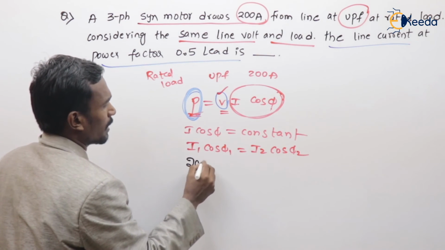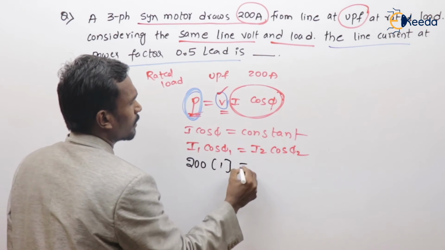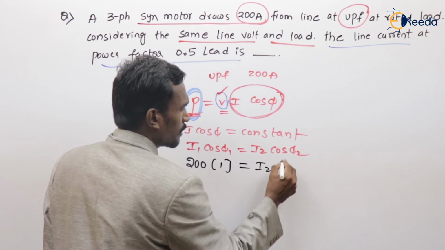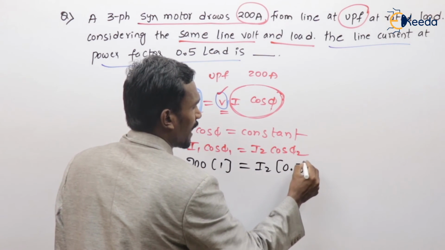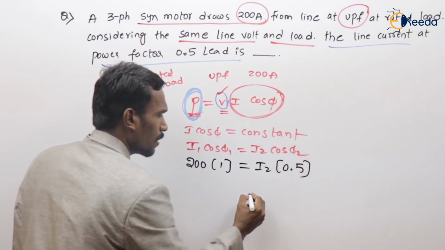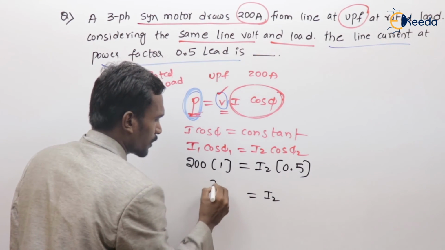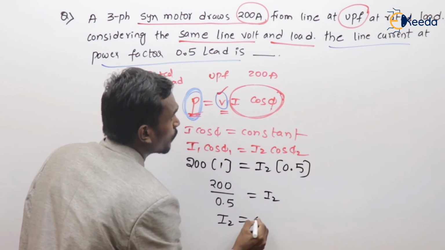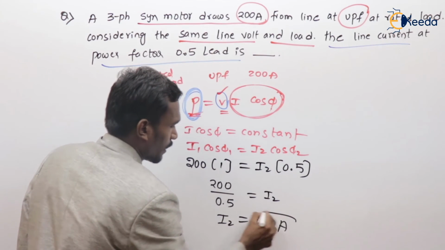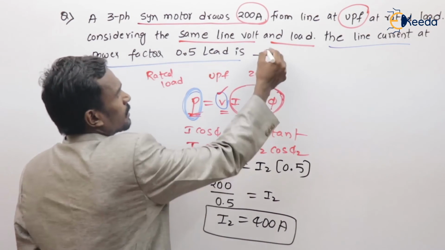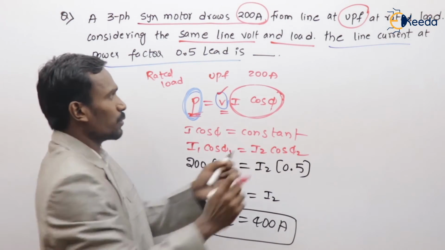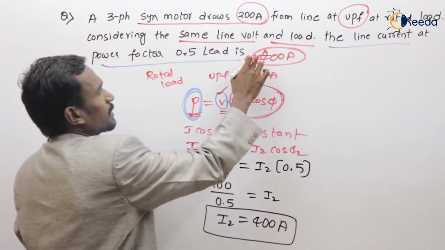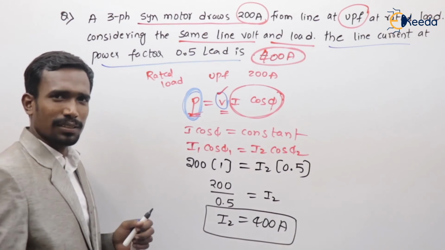I1 is given as 200, power factor given as 1, unity. I2 we have to find out, power factor given as 0.5. So I2 is equal to 200 by 0.5. So I2 is equal to 400 amperes. 400 amperes is our answer.